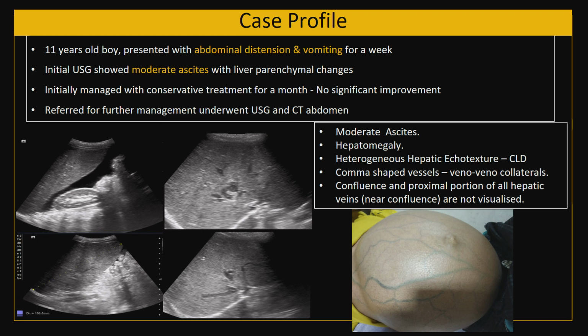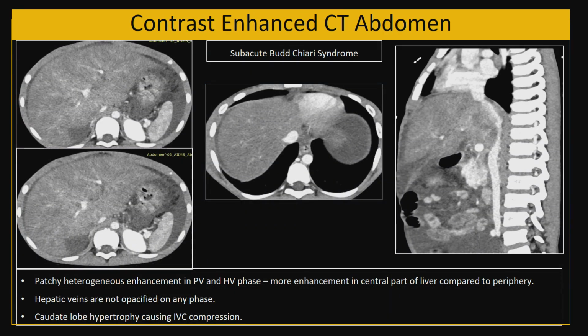A young boy presented with abdominal distension and ascites, already shown in the case: coarse liver echotexture, multiple collaterals, venovenous collaterals, ascites, and all occluded hepatic veins and gross distension. So what we did, first did the CT to again see whether the IVC is patent or not, and what is the status of the other hepatic veins. So no hepatic vein was patent, but the IVC is patent in this case.